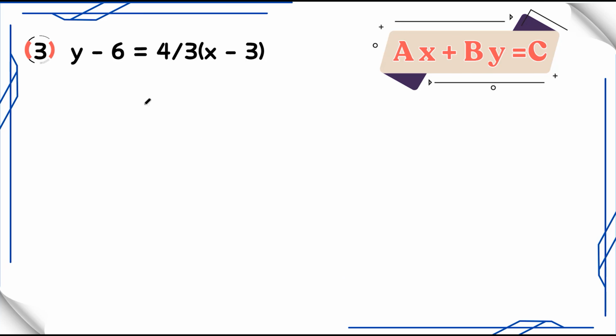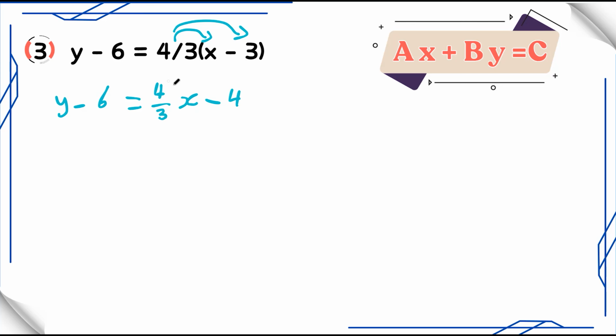One more question. Y minus 6 equal 4 over 3 x minus 3. Just multiply what is inside. Y minus 6 equal 4 over 3 multiplied by x will be 4 over 3 x. 4 over 3 multiplied by 3 will be 4, because 4 times 3 is 12, and 12 divided by 3 will be 4.